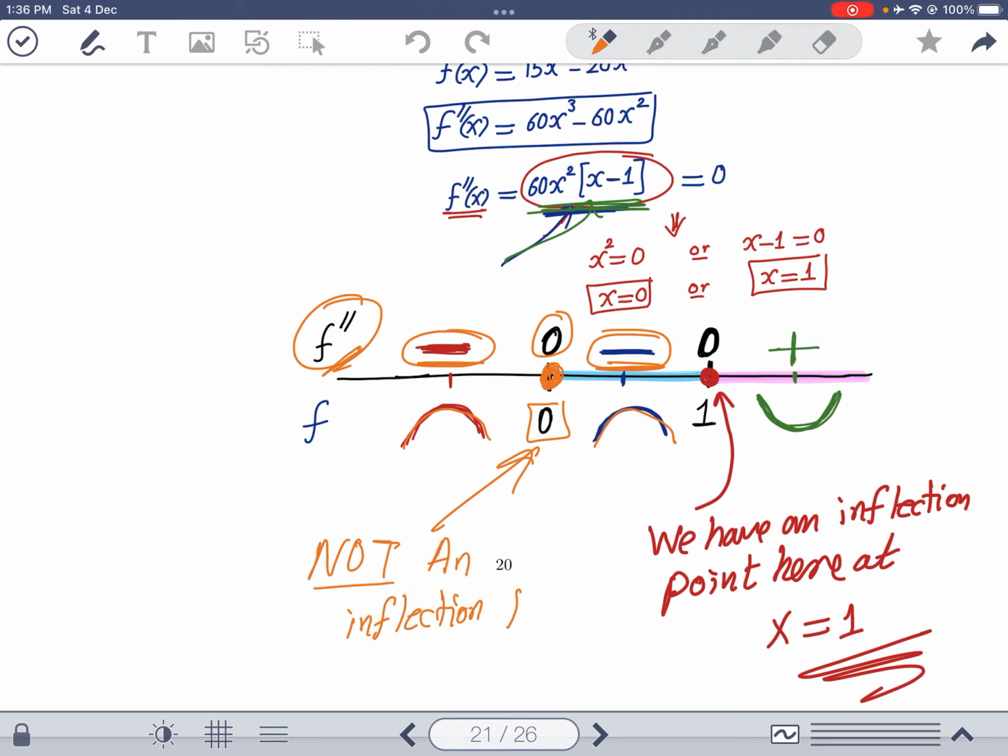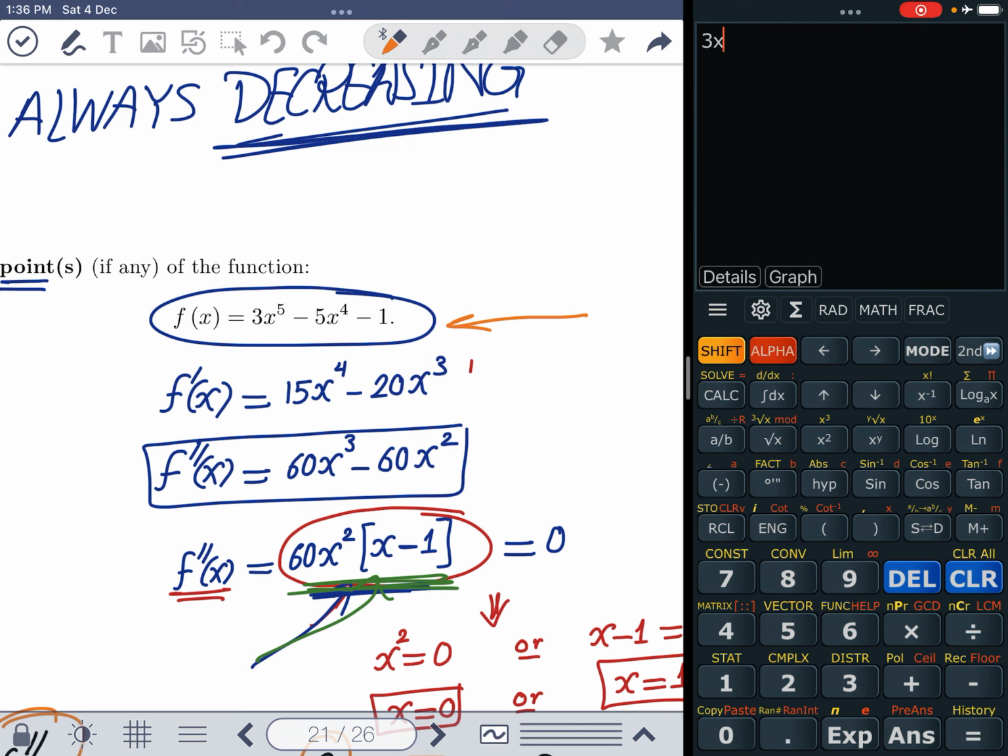In fact, we don't need Desmos now. We can do it in the calculator. I'll do it. In our calculator, let's just graph this function. So I'll enter the function first. It's 3x to the 5 minus 5x to the 4, then minus 1. This is the function, so I say graph.